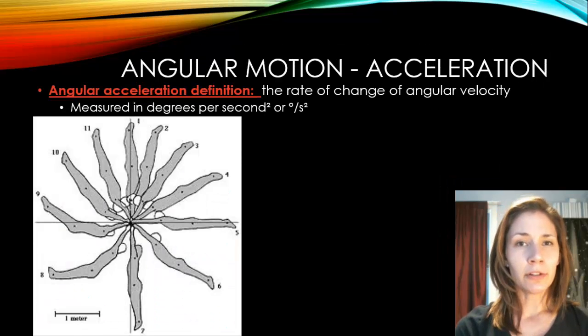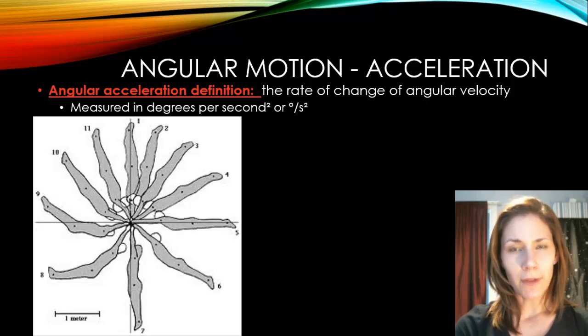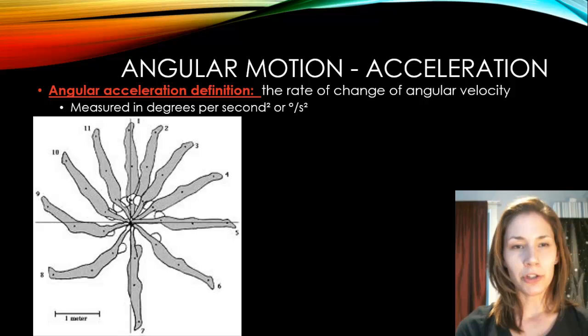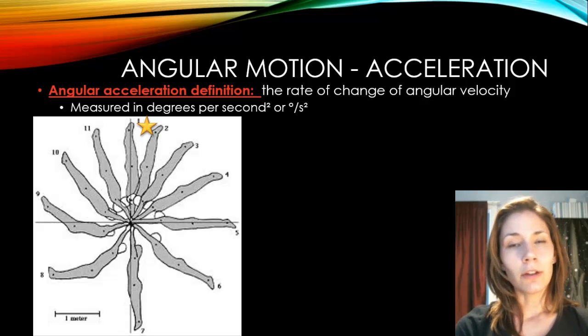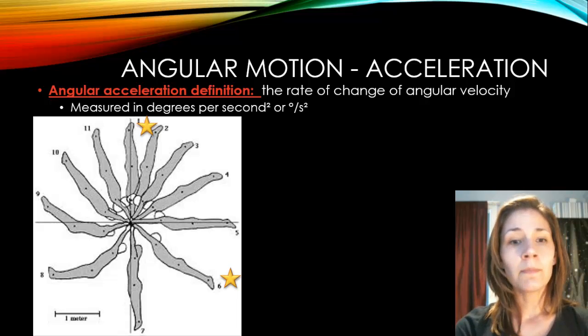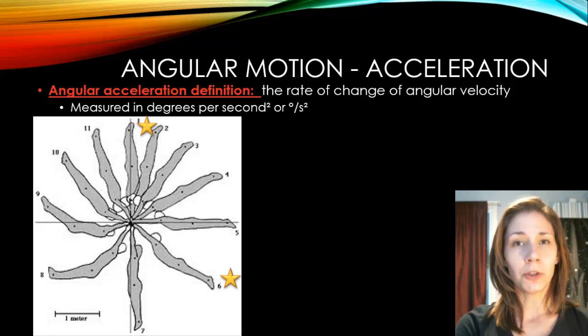Alright, so angular acceleration is the rate of change of angular velocity, and it's measured in degrees per second. Now, I'll give you a really good example of this again on the bar. This is the high bar in gymnastics. So the athlete might have a really slow acceleration at the top where the yellow star is, and that is because gravity is not really playing a part in pulling them down. But when they get to point 6, where the next yellow star is, gravity has really taken effect on them, and they're at quite a rapid velocity.